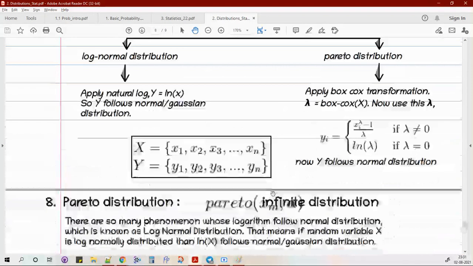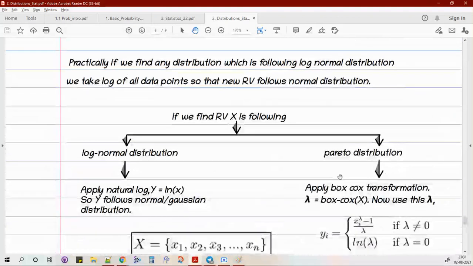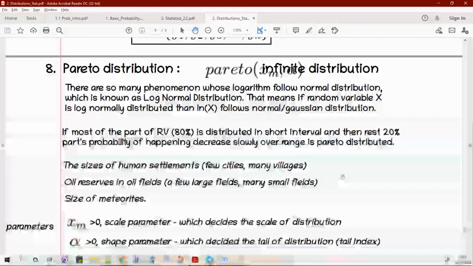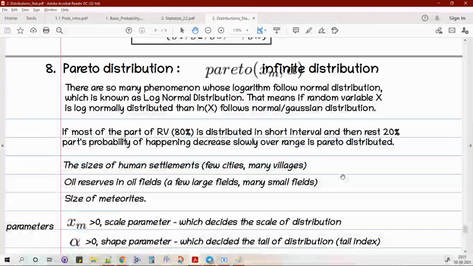Last but not least, Pareto distribution. Then I will come to this chart. Let me have some water, and this is the last one. Then we will close this session. It's 11:30 already.